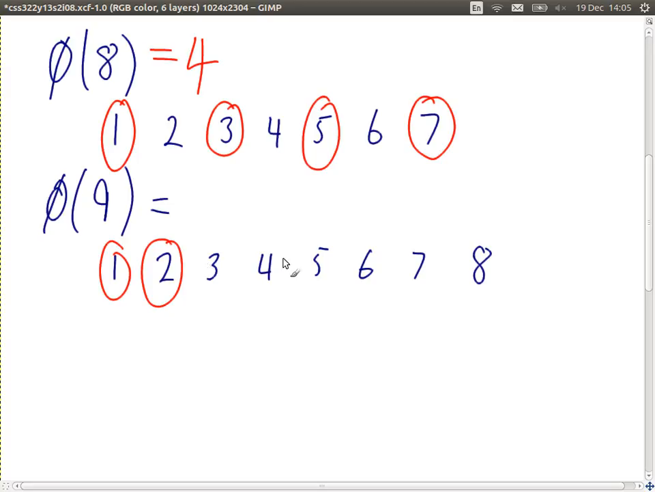Four and nine, greatest common divisor of 1. 5 and 9, greatest common divisor of 1. 6 and 9, greatest common divisor of 3. 7 and 9, 1. 8 and 9, 1. We have 6 numbers less than 9 which are relatively prime with 9, so the totient of 9 is 6. Easy. Keep going.